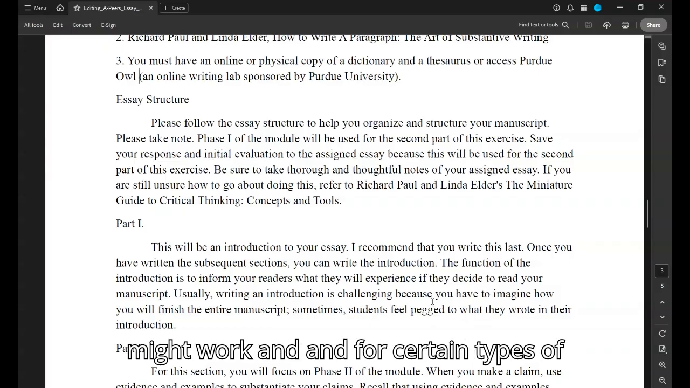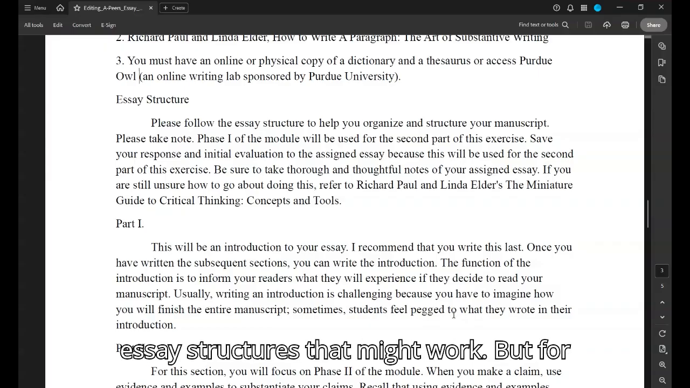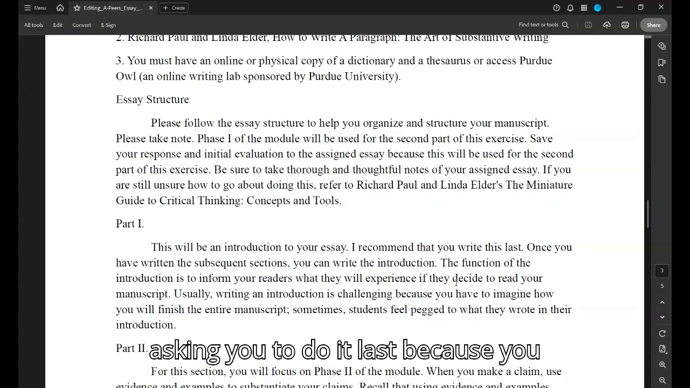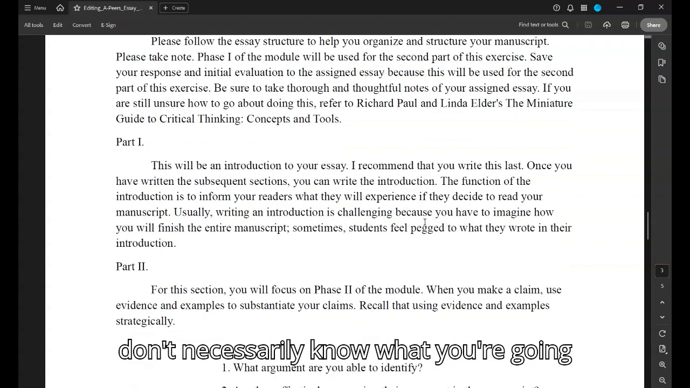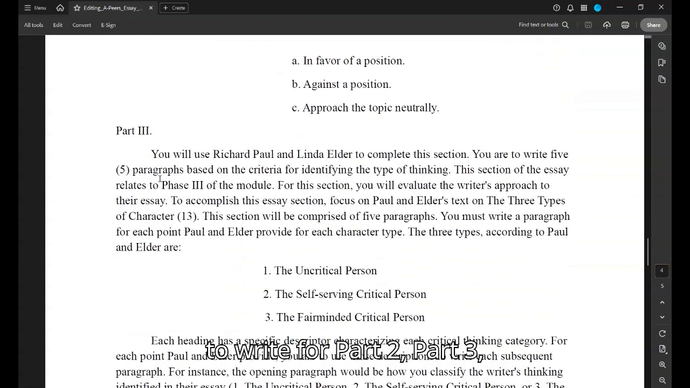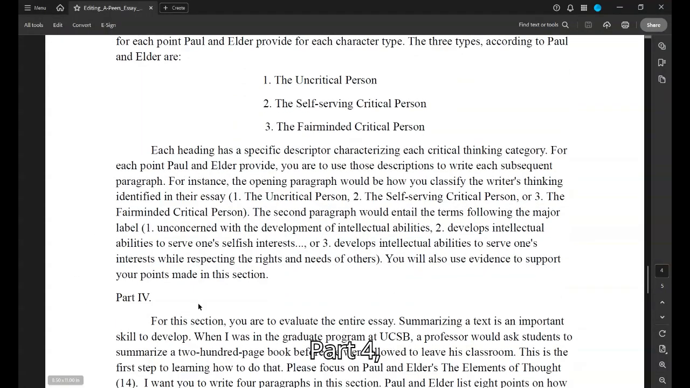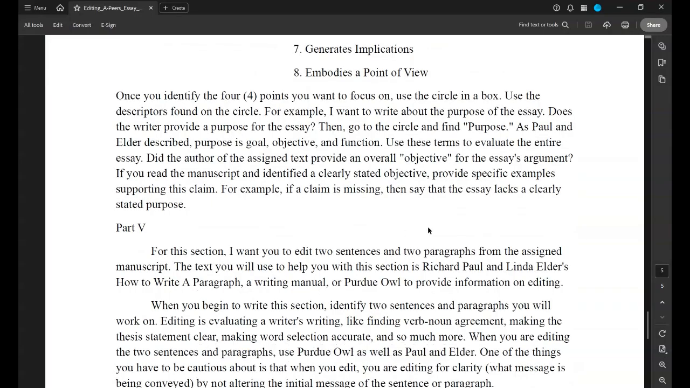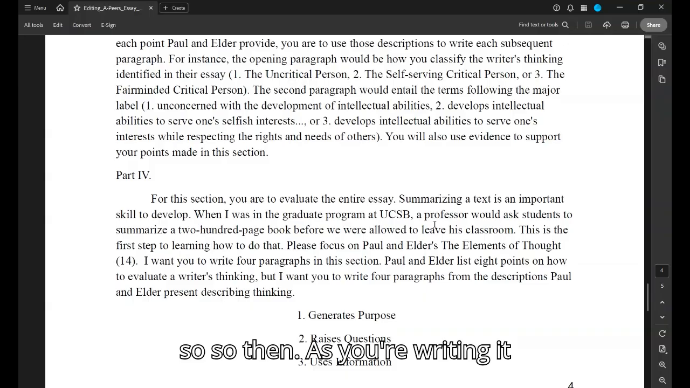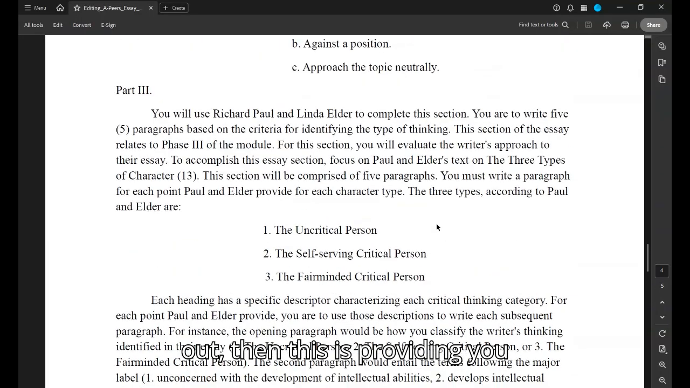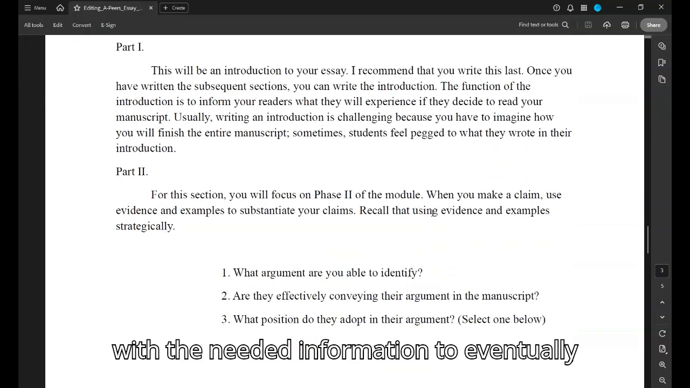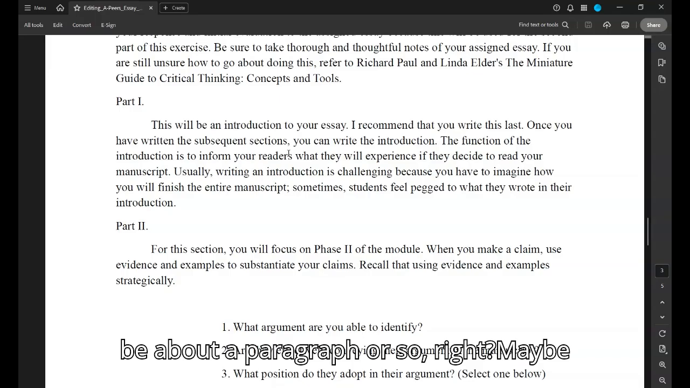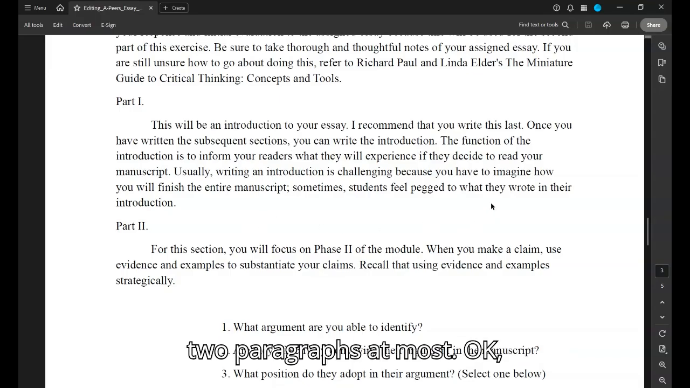For some students that might work, and for certain types of essay structures that might work, but for this particular type of essay, I'm asking you to do it last because you don't necessarily know what you're going to write for part two, part three, part four, and part five of the essay. As you're writing it out, this provides you with the needed information to eventually write the introduction, which is going to be about a paragraph or so, maybe two paragraphs at most.